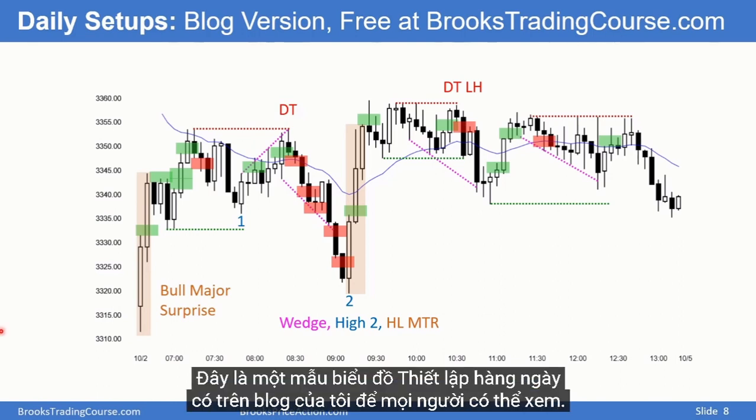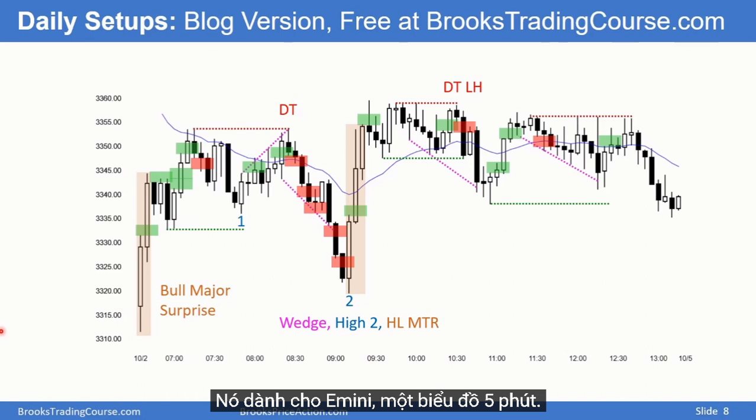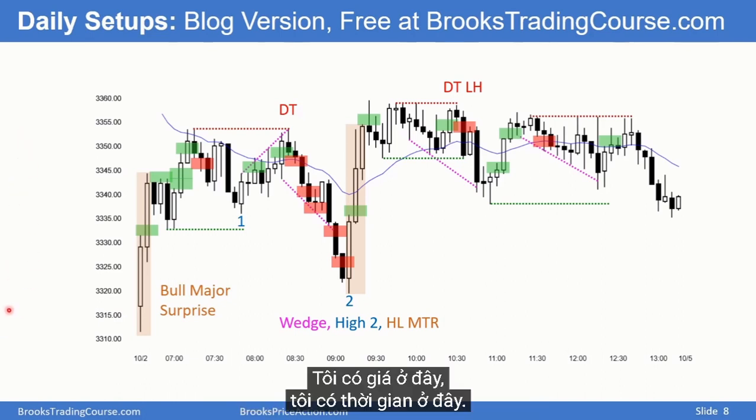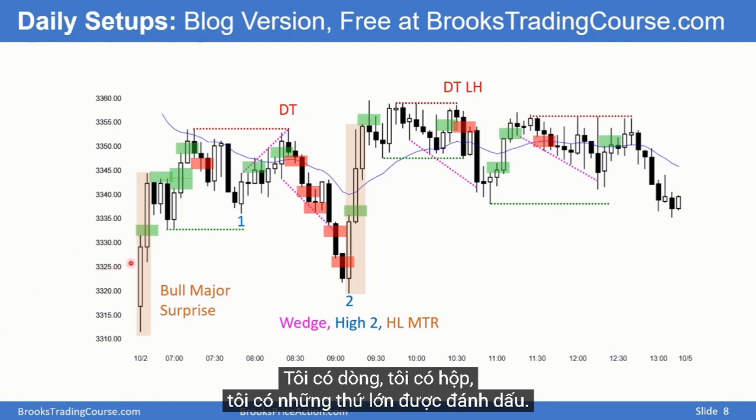This is a sample of a daily setup chart that is on my blog for anyone to see. It's for the E-mini, a 5-minute chart. I have price over here. I have time over here. I have lines. I have boxes. I have big things highlighted.